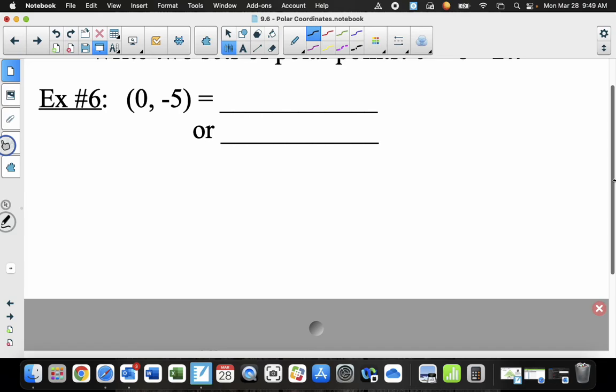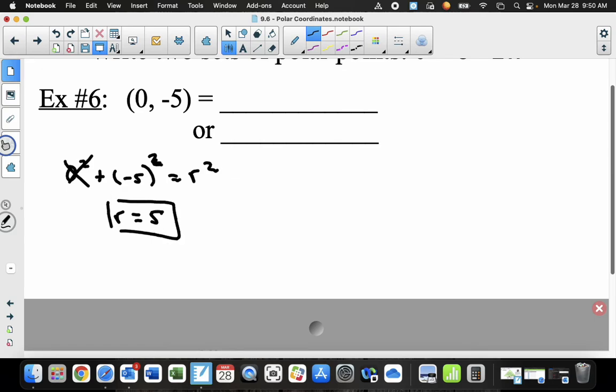Now, if you wanted to still plug it in, the x squared plus y squared, you end up with 0 squared plus negative 5 squared equal to r squared. Well, 0 squared, that's nothing. That goes away. And you end up with a radius, in this case, of 5. Okay? If you do the math on that one, you get a radius of 5. So there's the first part. We know that we have a radius of 5.